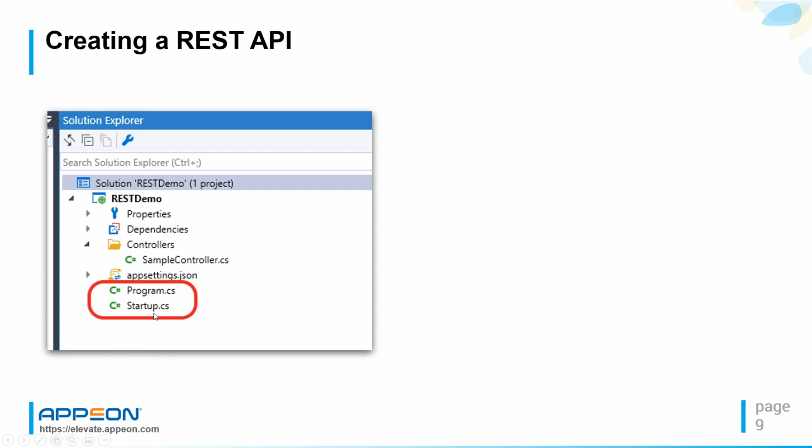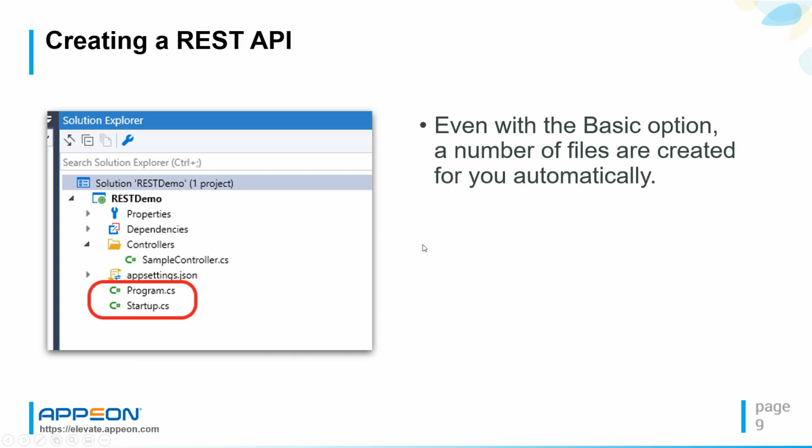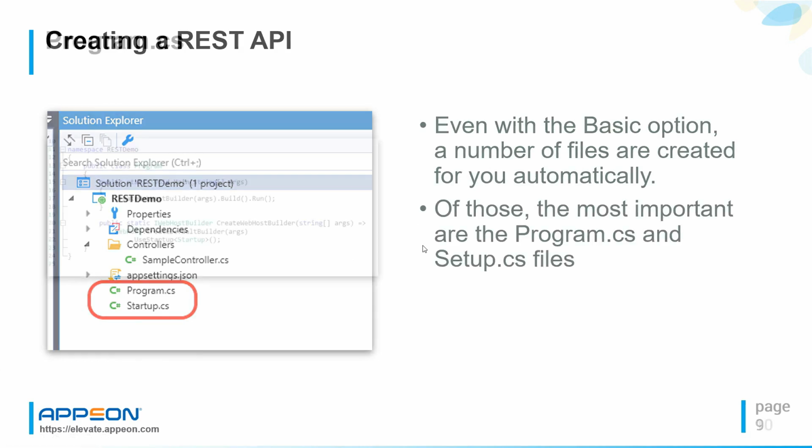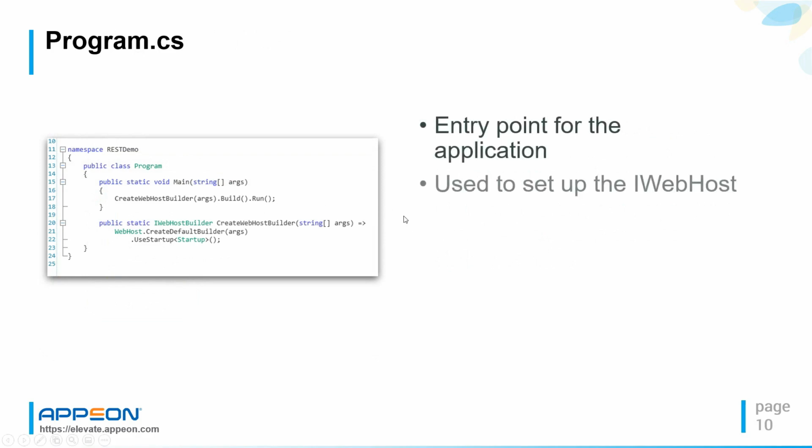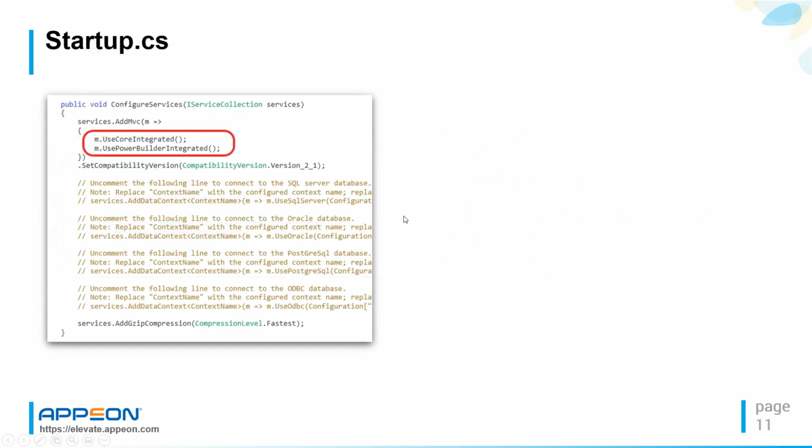We will be working a bit, as indicated in the previous slide, with the startup CS file. We're not really going to do anything with the program CS file. So this is what's in the program CS file. Not a whole lot. It creates the web host builder and calls the startup file. So not a whole lot there. This is the startup CS file.